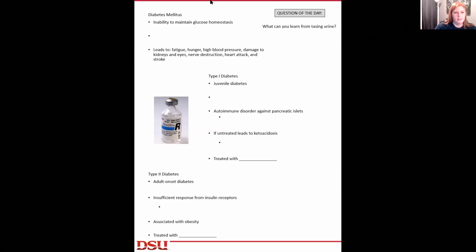Okay, last page. Diabetes mellitus. This is where we have an inability to maintain glucose homeostasis, or in other words, being able to regulate the glucose levels in the blood.